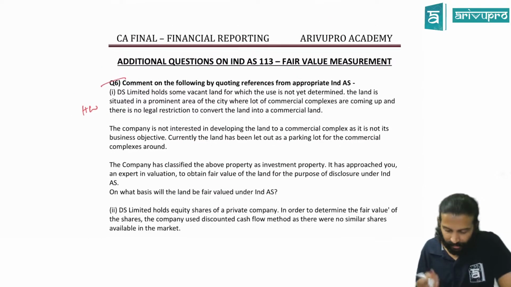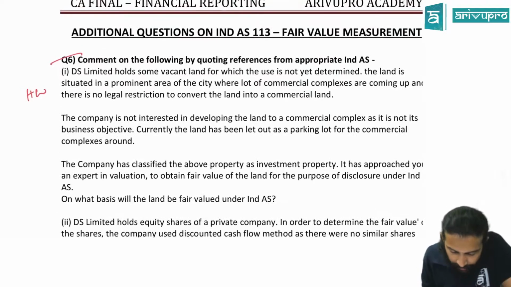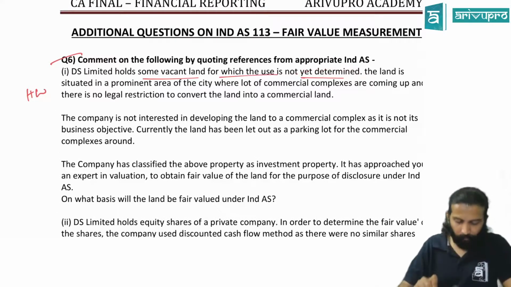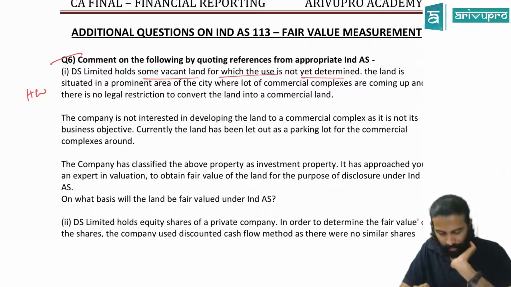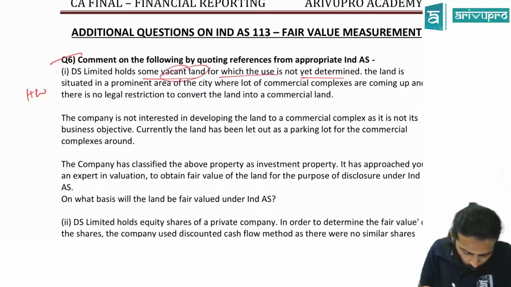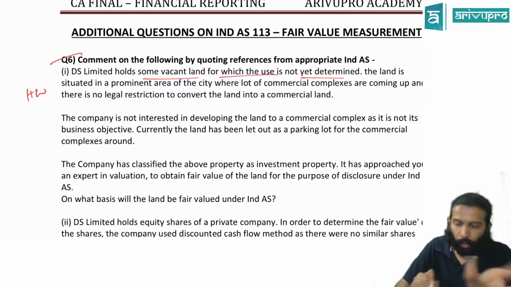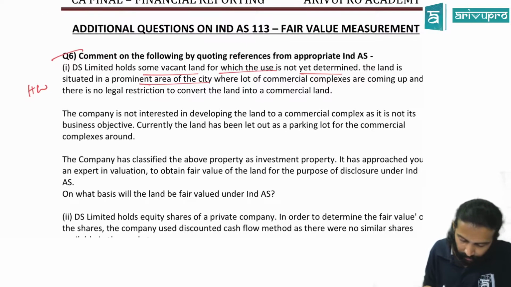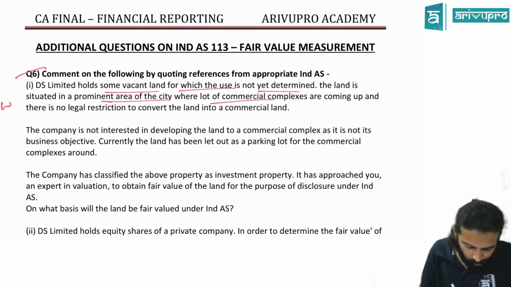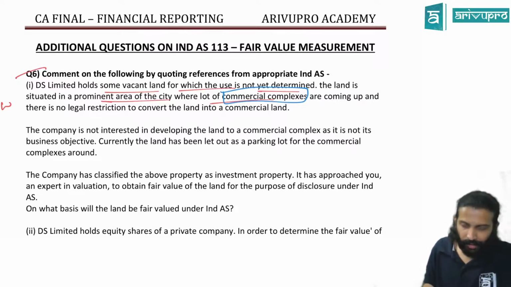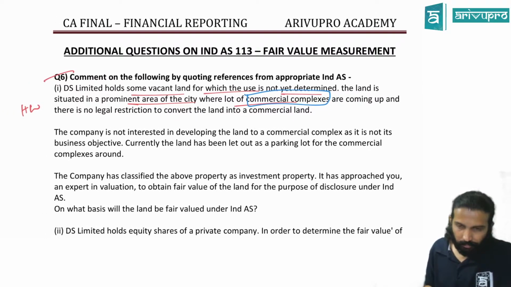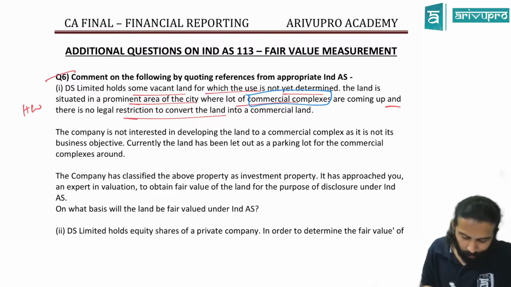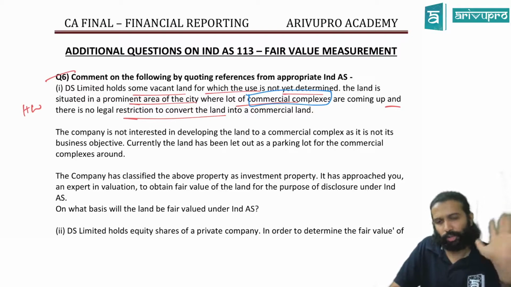Okay, maybe we'll quickly discuss this. DS Limited holds some vacant land whose use is not yet determined. One company is holding one vacant land, and for what purpose to use that land, they have not found out. The land is situated in a prominent area of the city where a lot of commercial complexes are coming up. So it looks like the highest and best use of that land is a commercial complex. And there is no legal restriction to convert the land into commercial land. Legally also no problem.